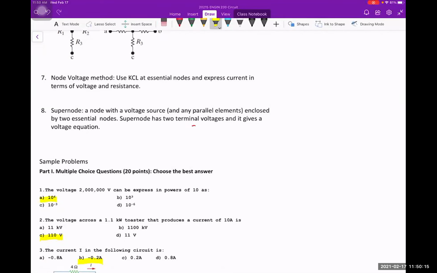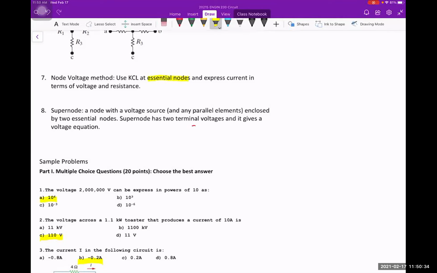And this node is what we call the essential node. So it's not a node that only connects with two elements. An essential node is a node with three or more, at least three elements connected to that node. That's what we call the essential node.